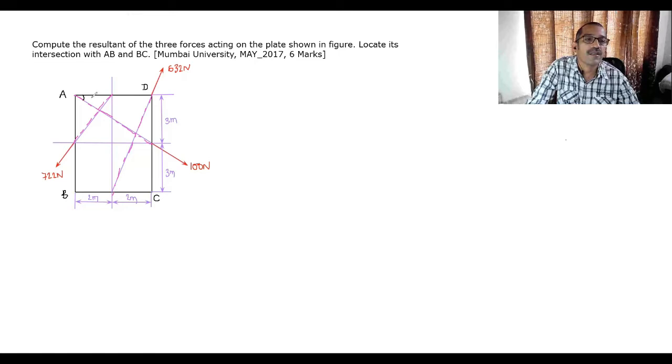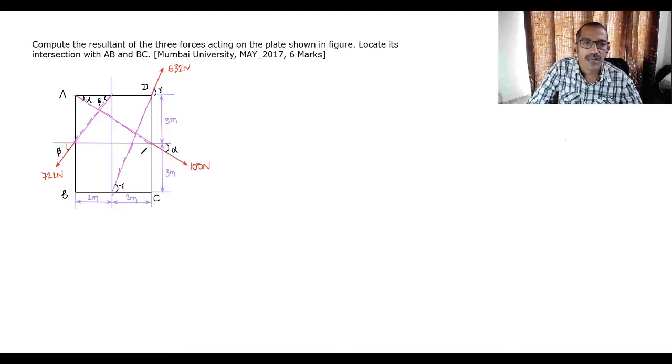If this angle is say alpha, the inclination of the line of action of 100 Newton, then the same angle alpha will be here. For 722 Newton, if I assume this angle is say beta, then the angle here will be beta. And for 632 Newton, I will assume the inclination with horizontal as angle gamma. So here I will assume this angle again as gamma.